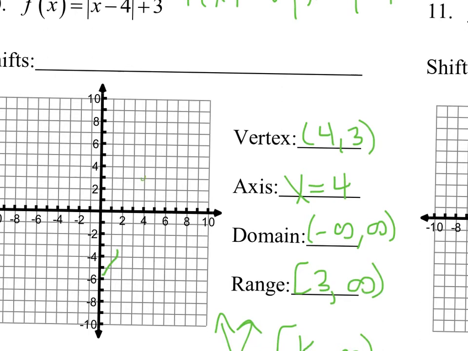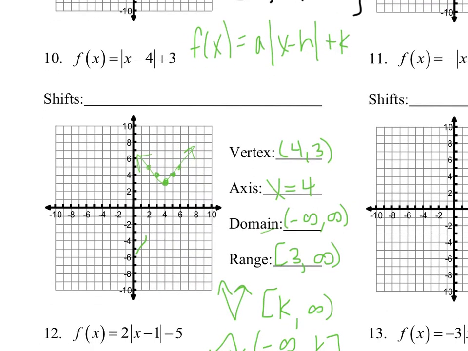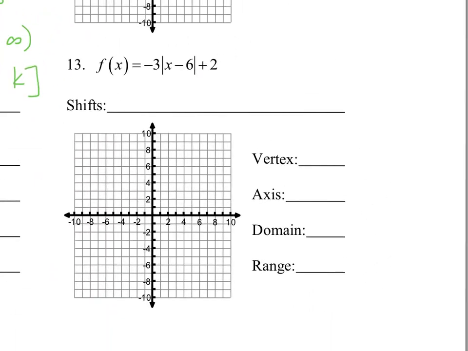So 4, 3. Our a value is 1 and 1. 1 over 1. And there's your absolute value function. Okay. The shifts are going to be right 4 and up 3. There's no vertical stretch or shrink, and it's not reflected over the x-axis. Alright, let's move down to number 13.